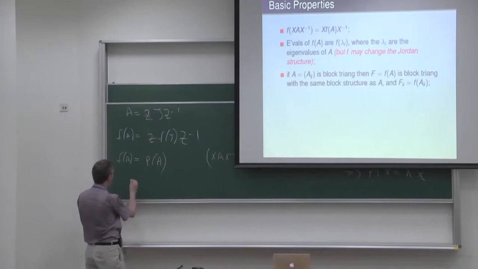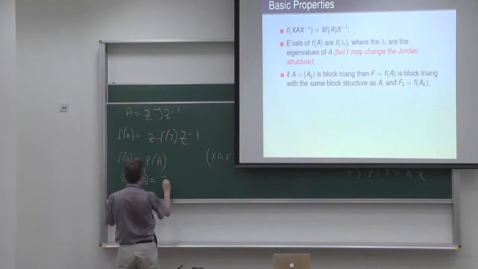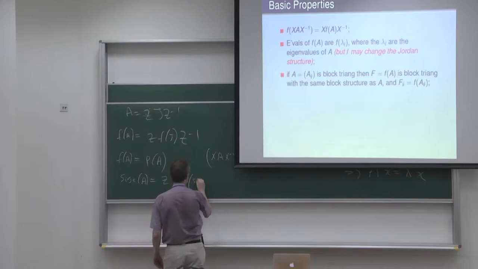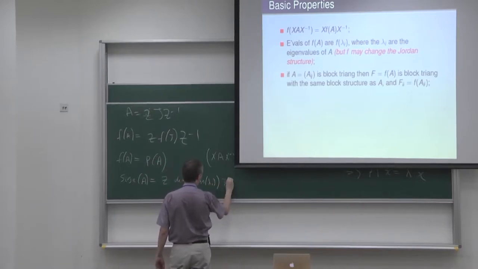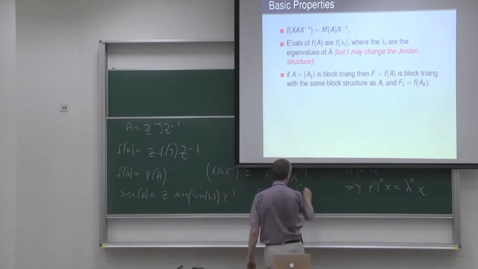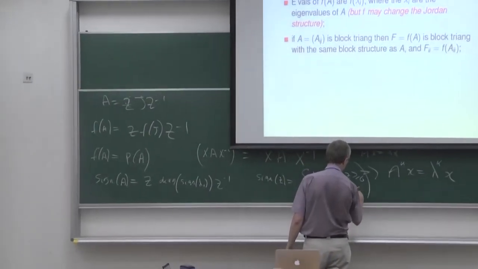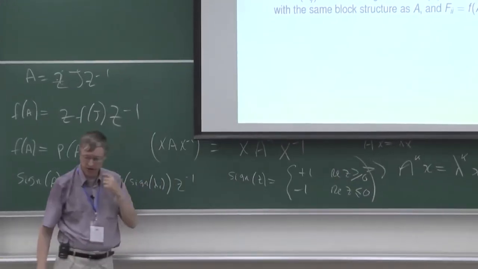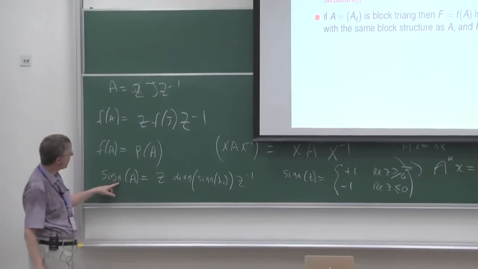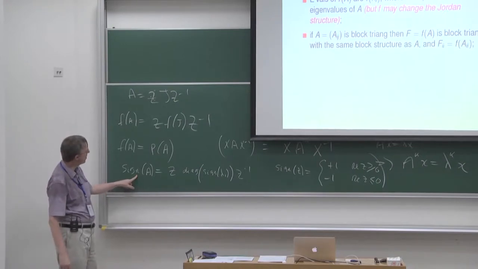A simple example actually is the sign function. So the sign function of A is defined to be, if I have that Jordan form, Z times a diagonal matrix where the diagonal entries are the sign of lambda i, times Z inverse. And the sign of a complex number z is plus 1 if the real part of z is non-negative, and minus 1 if the real part of z is non-positive. Actually the sign is not defined if z is on the imaginary axis. So the sign function, which is an important function in control theory, and in fact Peter Benner will undoubtedly talk about the sign function next week. That's one of the big things he's worked on.